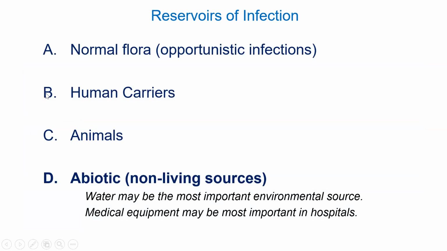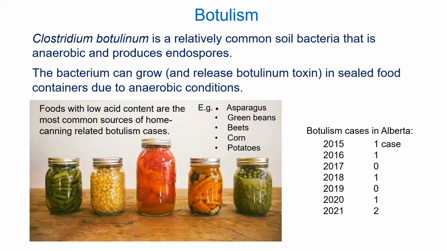Last category, abiotic. So I mentioned the Clostridium, so tetanus and botulism are good examples of that, of soil organisms. So you're not getting it from another host. I think I've got a slide here on botulism. Botulism is not that common. I was looking it up. Here's the data for botulism. So an average of 1 case in Alberta per year, right? So every once in a while there is an outbreak.